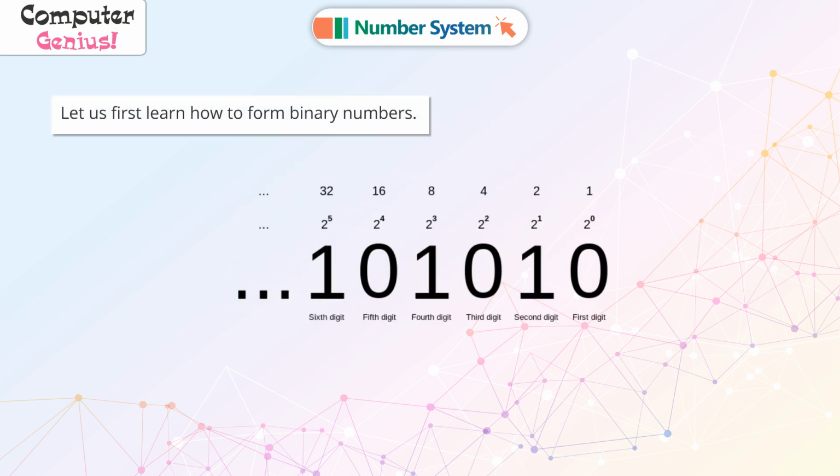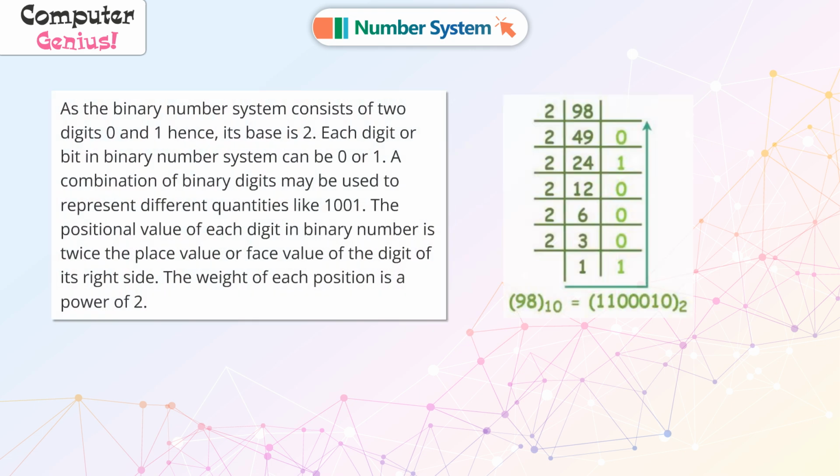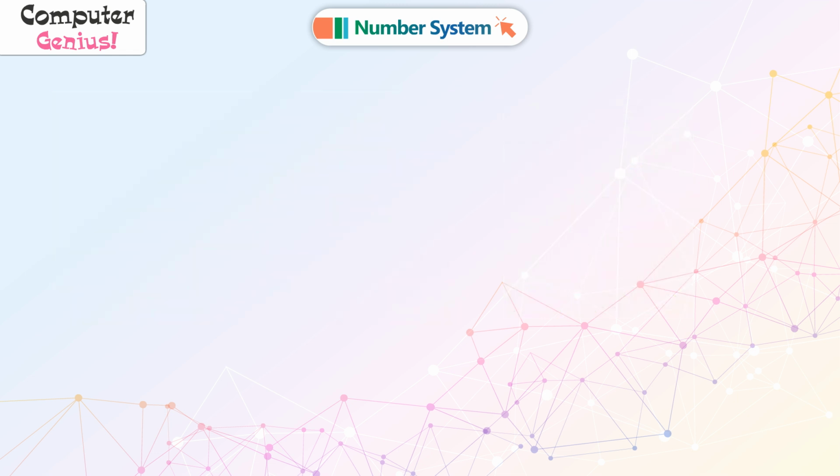Let us first learn how to form binary numbers. As the binary number system consists of 2 digits, 0 and 1, hence its base is 2. Each digit or bit in binary number system can be 0 or 1. A combination of binary digits may be used to represent different quantities like 1001. The positional value of each digit in a binary number is twice the place value or face value of the digit on its right side. The weight of each position is a power of 2.